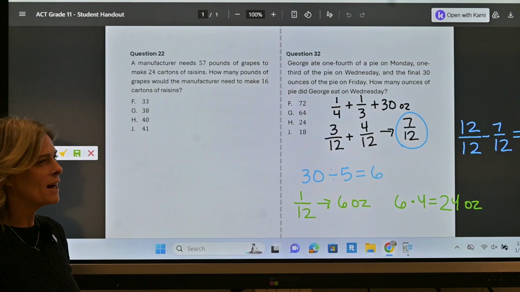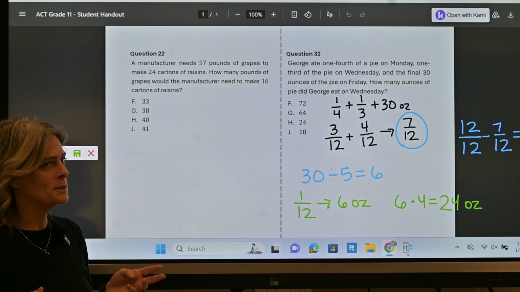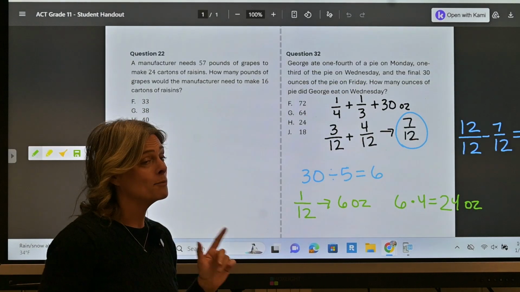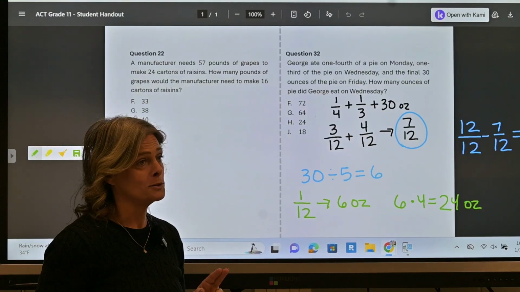He must not like to eat pie on Tuesday and Thursday. He only ate them on Monday, Wednesday, and Friday. I can tell you that pie probably would not have made it through my house past Tuesday because I probably would have eaten it.